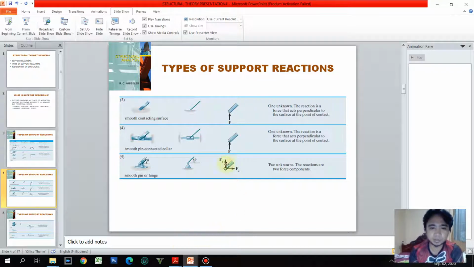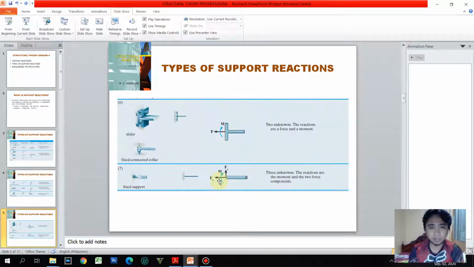So these two force components will have a resultant component that is the total reaction of the smooth pin or hinge. So next we also have the slider.